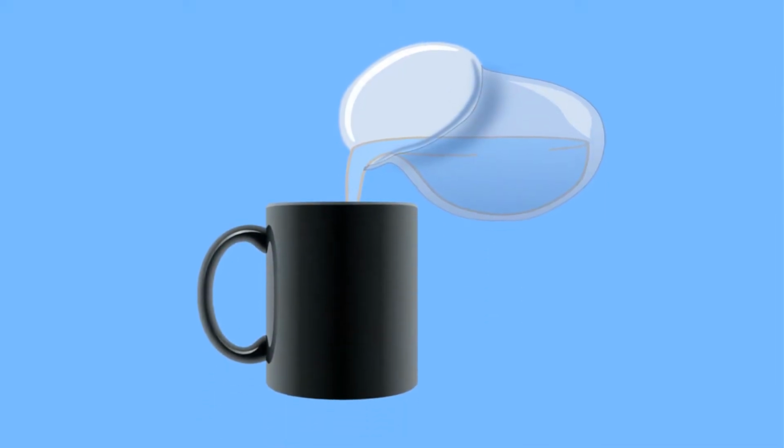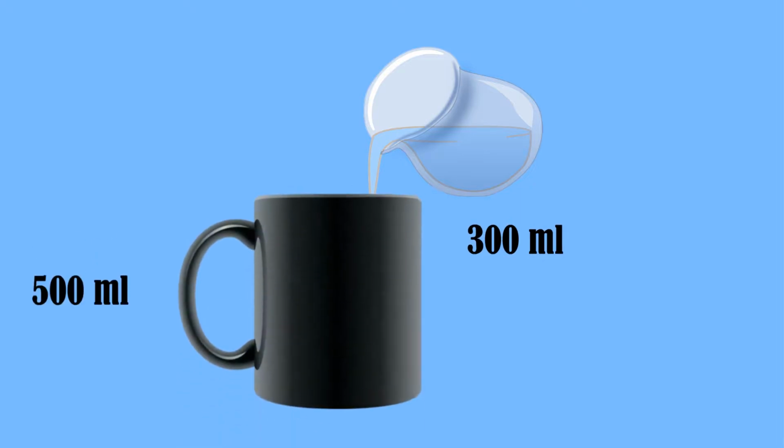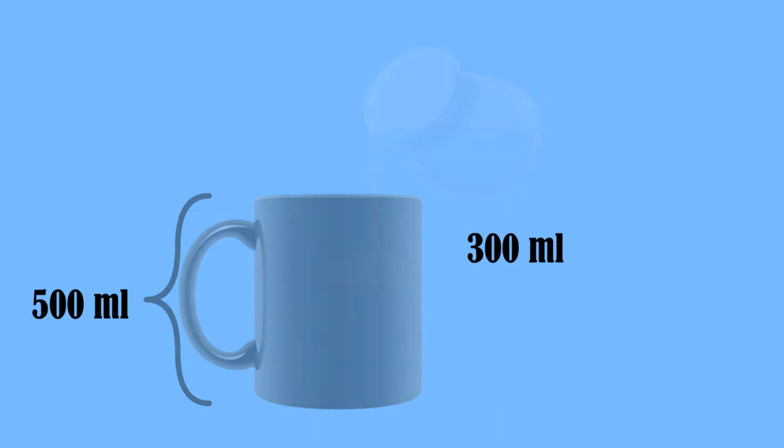If you try to pour 300 ml water in a 200 ml cup, it's obvious that the extra 100 ml of water will overflow. But if you try to pour that same 300 ml water into a 500 ml cup, then it'll be easily filled up and there will also be plenty of space available to fill an extra 200 ml of water. This is an example of the difference between 32 and 64-bit.